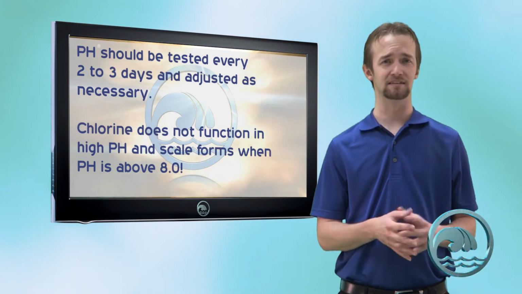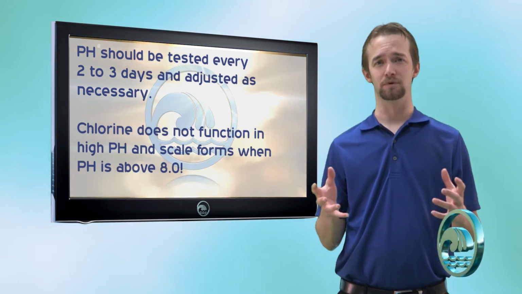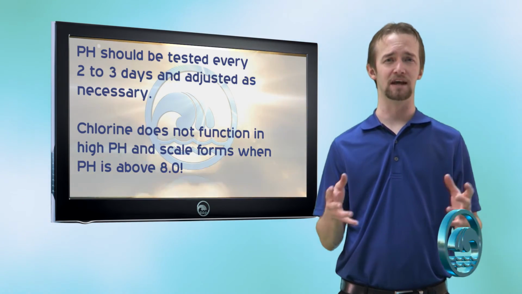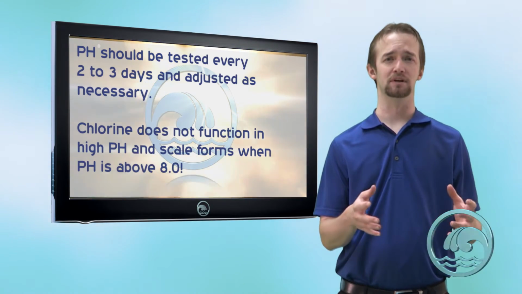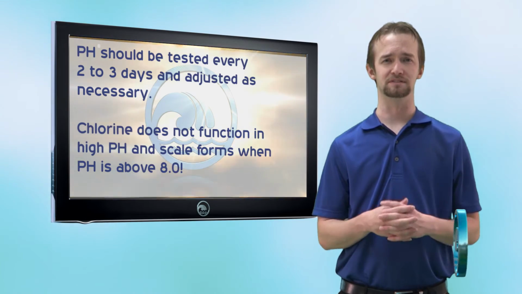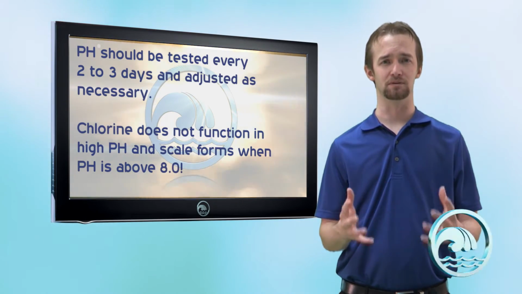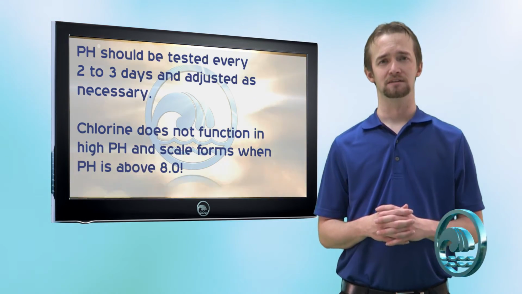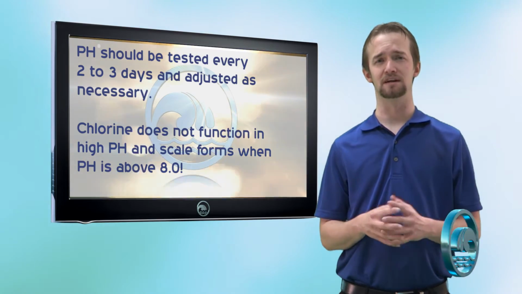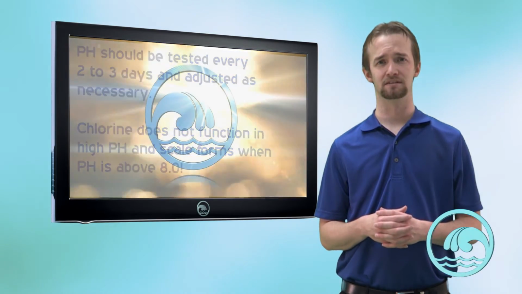It cannot sanitize. Therefore, when your pH is high, you're at risk of having algae blooms, as well as having waterborne illnesses form in your water because the chlorine can't sanitize. So, check your pH every 2 to 3 days and adjust it as necessary.